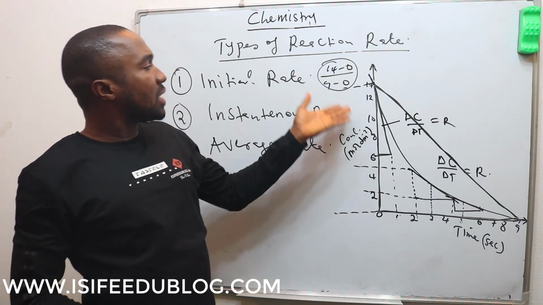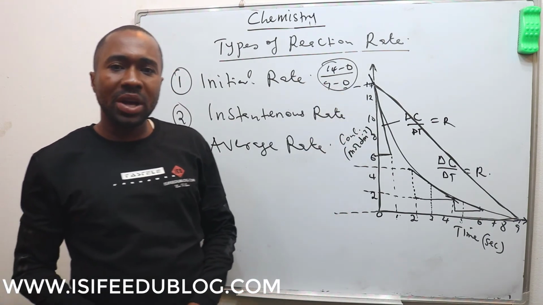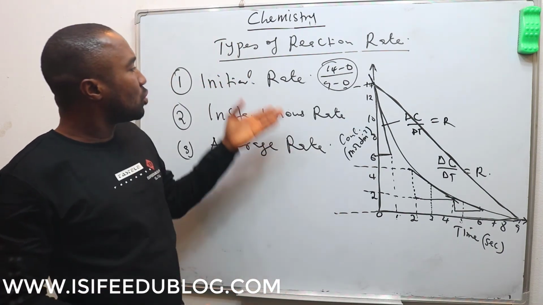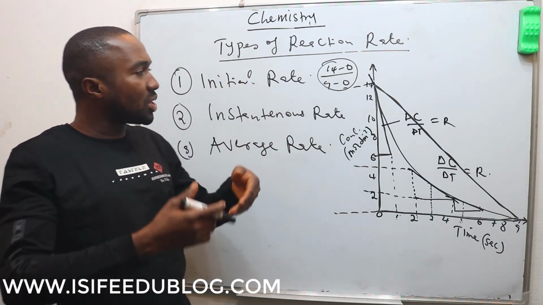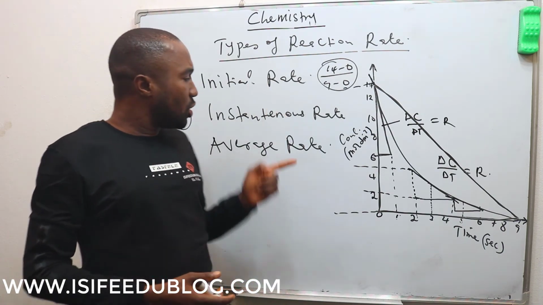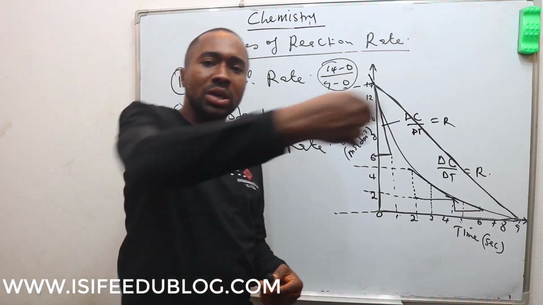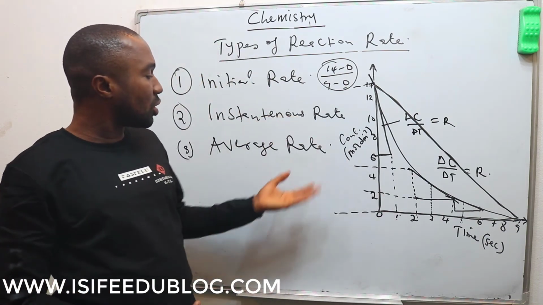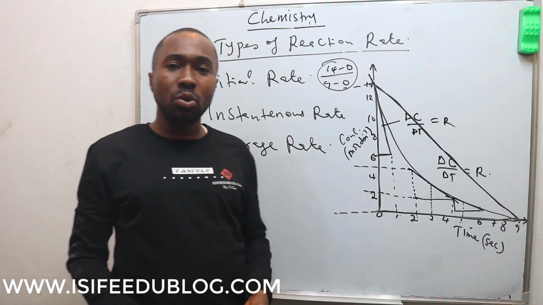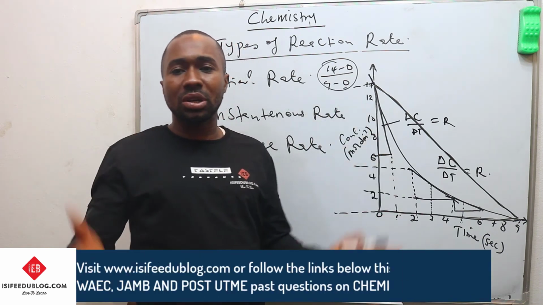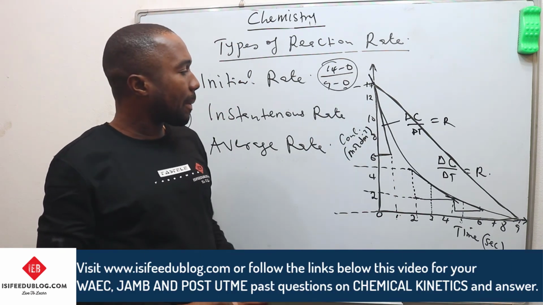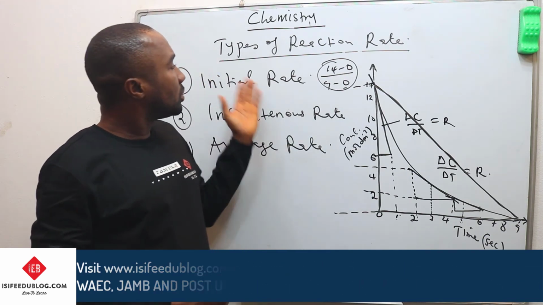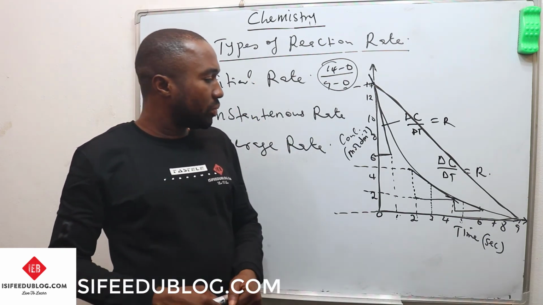So these are the three ways we can express the rate of reaction, depending on what you want to achieve. If you want to measure what happens when the reaction is beginning, you go for initial rate. If you want to know what happens at each point during the course of the reaction, at each time interval, you go for instantaneous rate. Then the average rate will give you what happens when the reaction has already been completed. And that is the types of reaction rate.